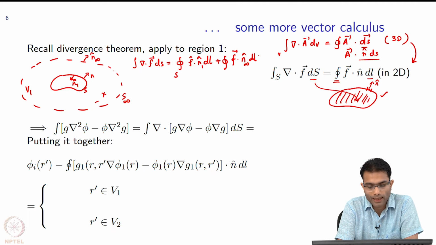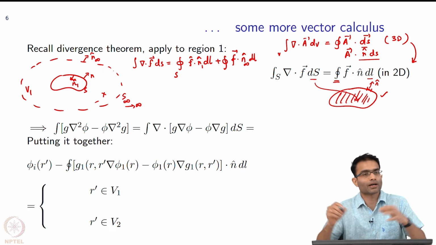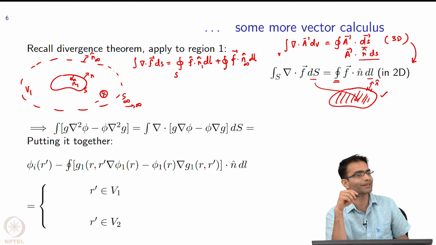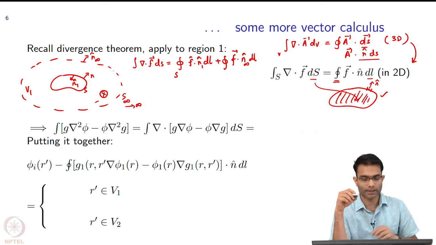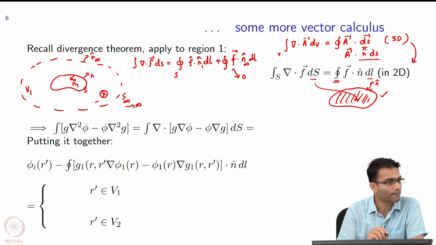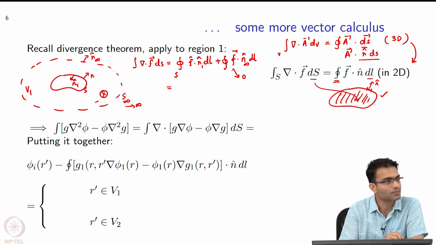Now, S infinity is far away and our source is fixed over here. So, what do we physically expect to happen on the boundary S infinity? Fields should go to 0. So, this term is going to go to 0. Coming to the second term over here, what will I write it as? The second term survives as is.